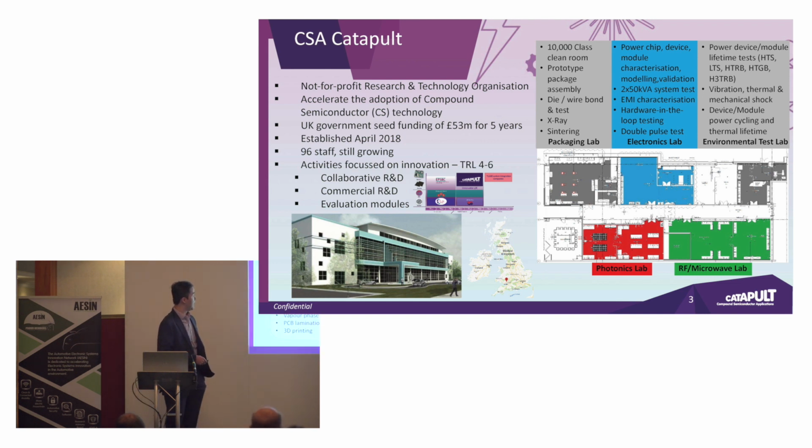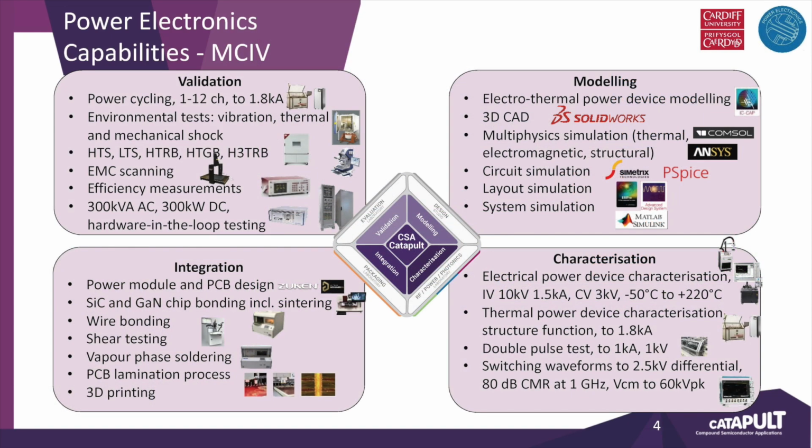And a bit more about the vocabulary in the CSA Catapult: we focus on 4 areas, starting from modeling, integration, characterization, and also validation. If you are looking for partners for projects in these 4 areas, the best person to speak to is not me, it's actually Alistair, who is chairing the session. But do speak to us if you are interested in any of these areas.